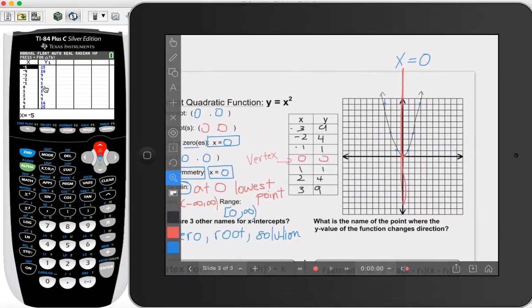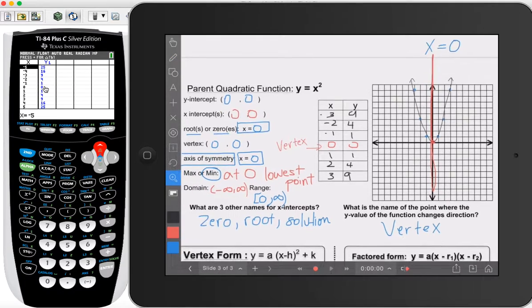Now, what's the name of the point where the y value of the function changes direction? When you're graphing it, you're not continuing on like that. You're changing direction and going up. So you go down, and then there's the vertex, and then you go up. This is how you graph it. So the vertex is where the function changes direction.